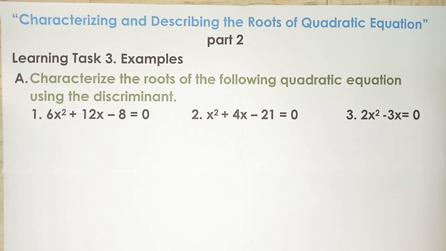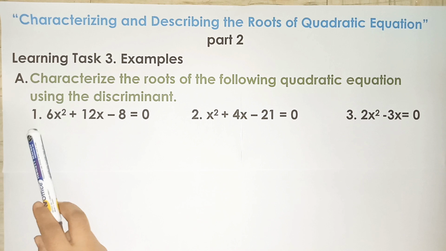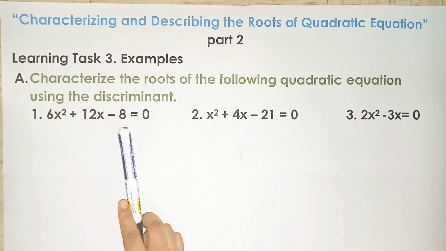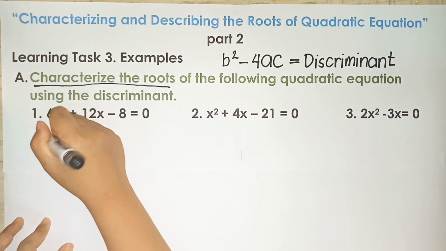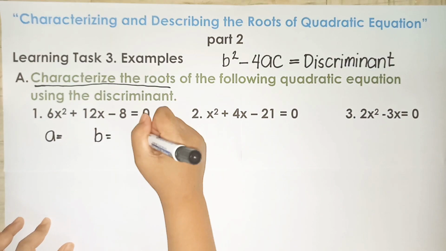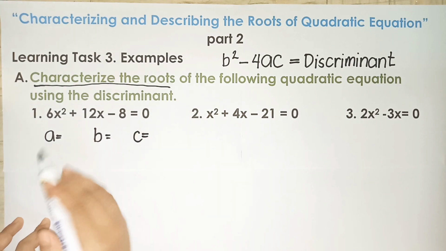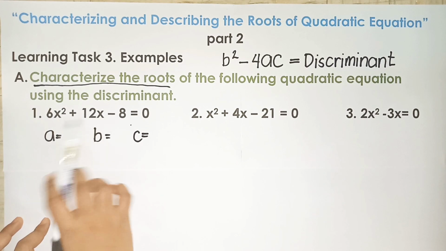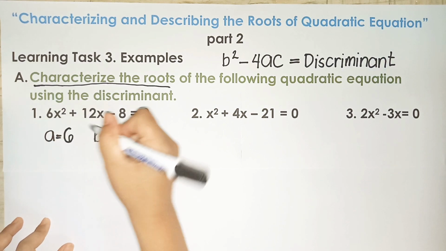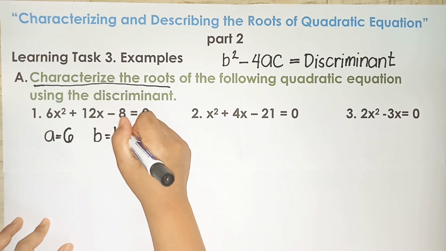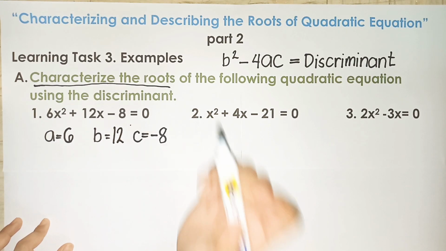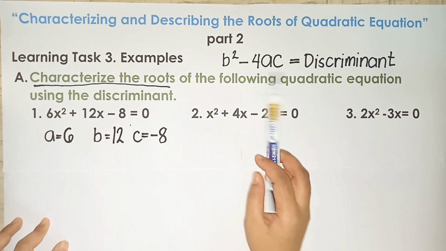Okay, let's have an example. Number 1, we have 6x squared plus 12x minus 8 equals 0. Let's find the value of a, b, and c. Remember, the equation must be in standard form. a is equal to positive 6. b is equal to positive 12. c is equal to negative 8. The sign is included.